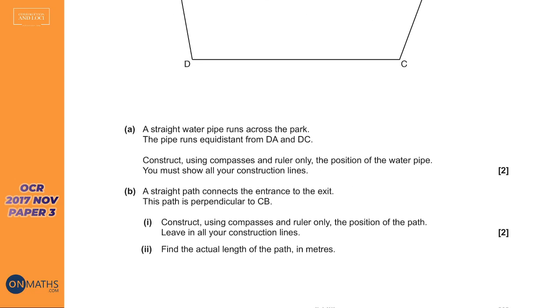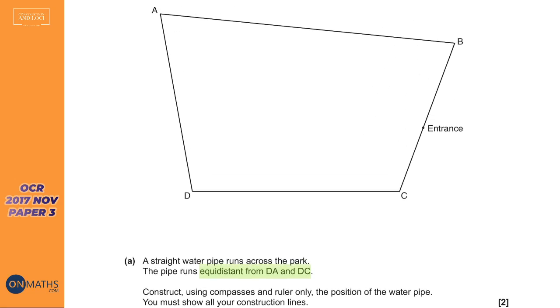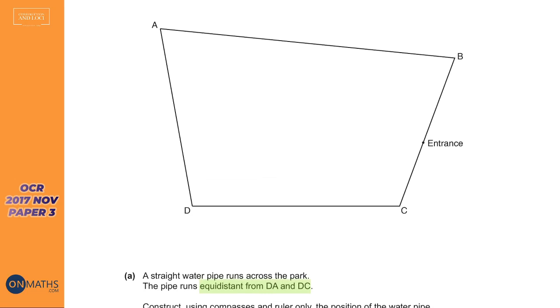The first question says a straight water pipe runs across the park, and the pipe runs equidistant from DA and DC. Now equidistant just means that at all times it is the same distance between the two of them. Construct using compass and ruler only the position of the water pipe. Okay, so this is where this becomes a bit more fun.